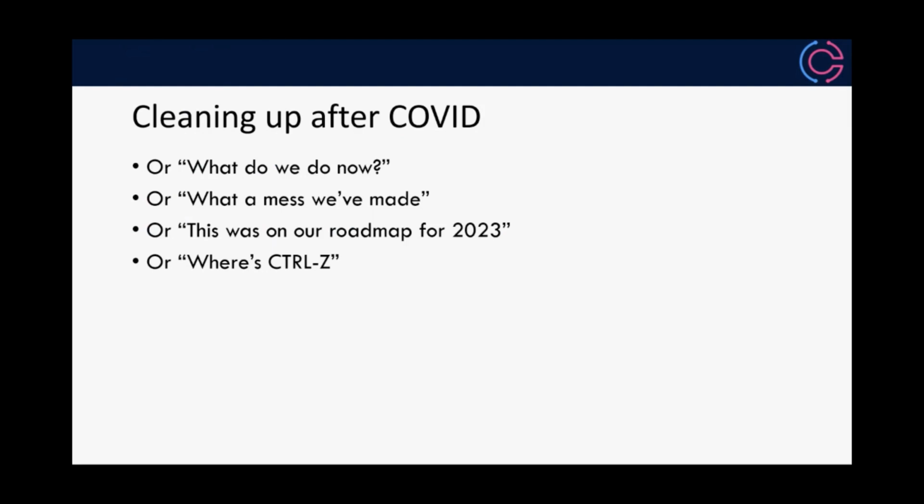So when I was originally trying to figure out what I wanted to call the session, I was thinking we could call it, what do we do now? Or what a mess we've made, or that wasn't on our roadmap until 2023. What do you mean it's implemented already? Or where's Control Z? How do I undo this? So really this is about cleaning up after COVID, or not necessarily after COVID, but after what's happened to IT as IT and businesses responded to COVID.